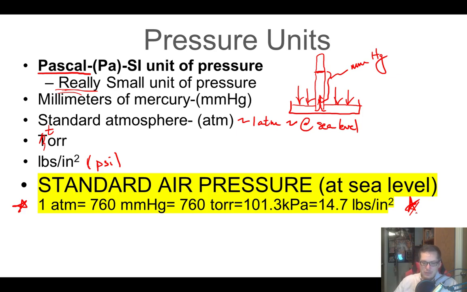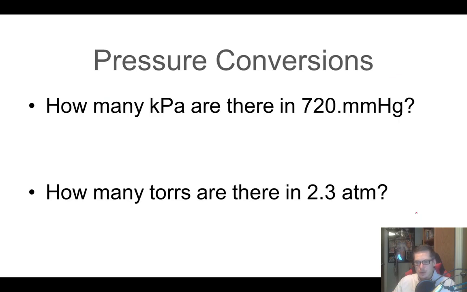Okay, so 1 atmosphere is equal to 760 millimeters of mercury, which is equal to 760 torr, which is equal to 101.3 kPa, which is equal to 14.7 pounds per square inch. Essentially, this is the amount you have if you were at sea level. Because they're all equal to each other, we can use these as our ratios in our dimensional analysis. So let's do a couple practices here.